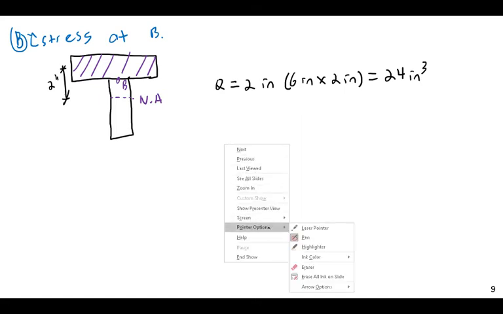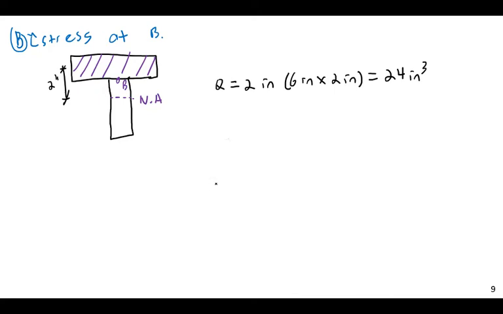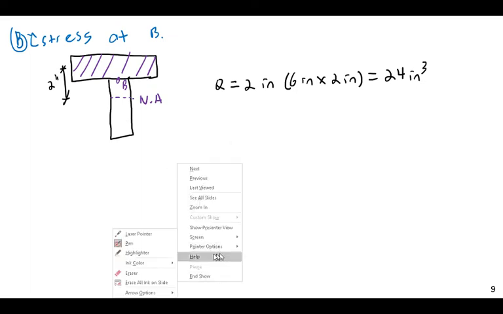Now, here's an interesting thing. What thickness do we use? Look at this shape. B is right at the boundary between the flange and the web. So which thickness do we use? Well, the fact is, a transition in the geometry, or more accurately stated, a discontinuity in the geometry will represent a discontinuity in the shear stress.